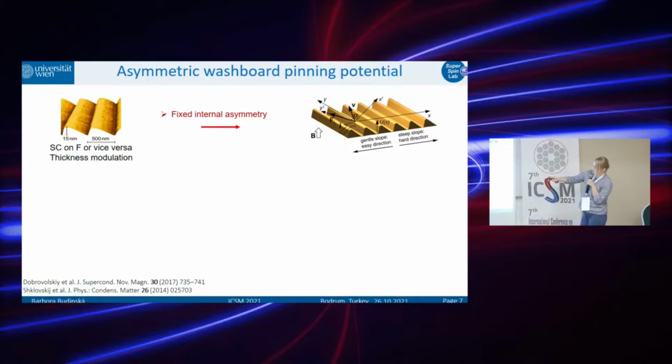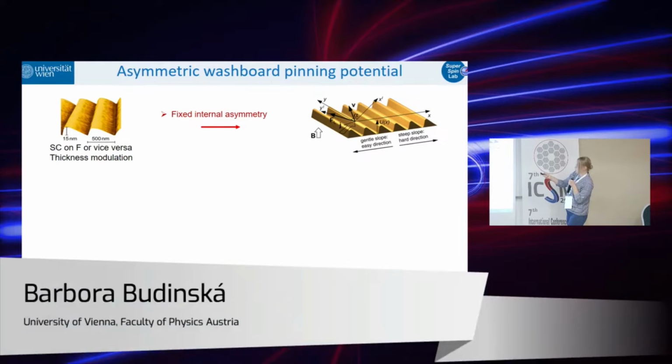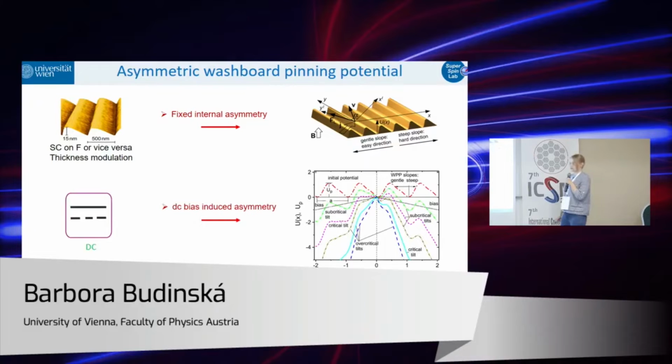So we can see here we have a hard slope and we have an easy slope, and that translates to the pinning potential. So when we look at the pinning potential, there will be a hard direction in the direction of the hard slope, and in the easy slope, the easy direction. Next, what happens when we introduce a DC current?